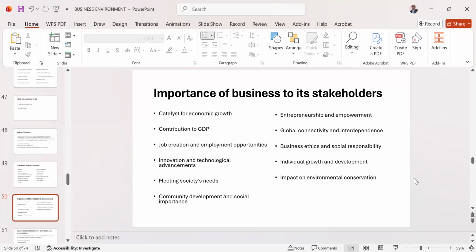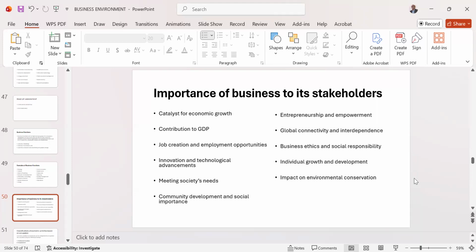Maybe like a master's program that is well paid for by the company. And this employee will have at the back of their mind that they will come back to that company to actually use some of the skills that they've achieved during the course of their development. So that's part of the importance of a business running to its stakeholders. And lastly, impact on environmental conservation.